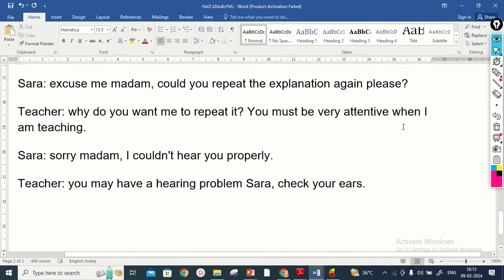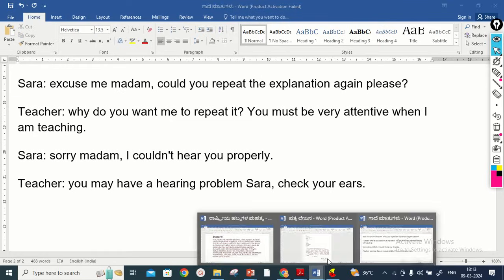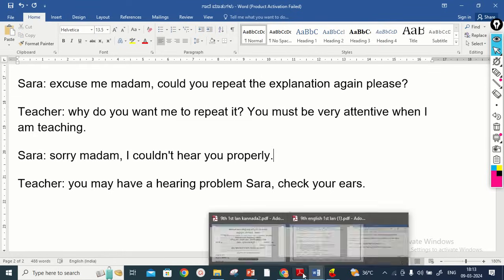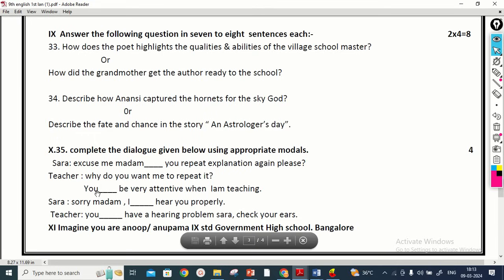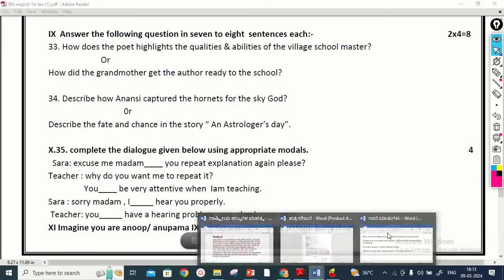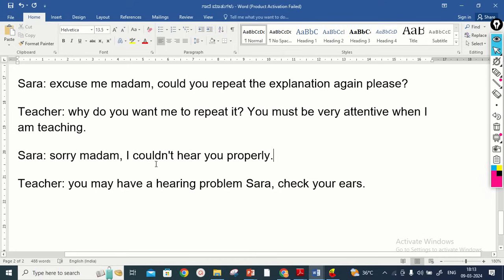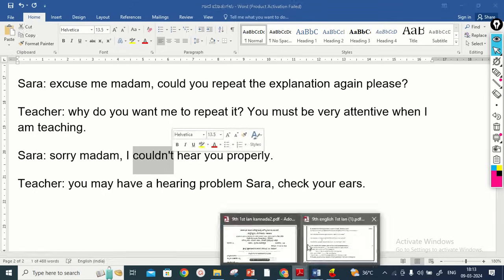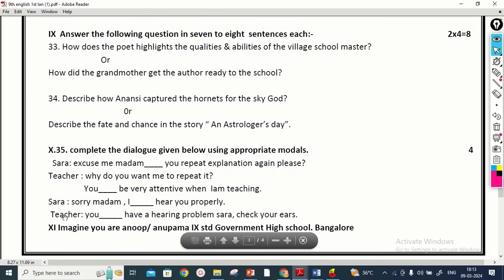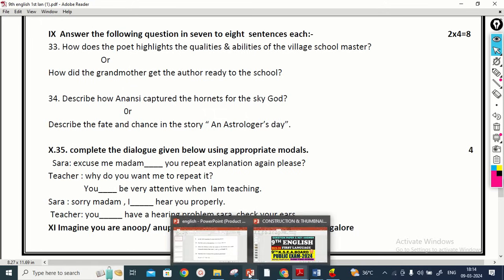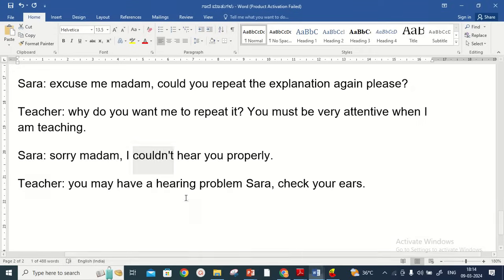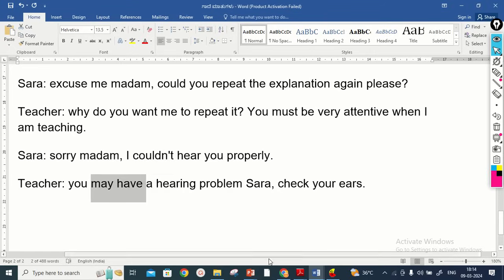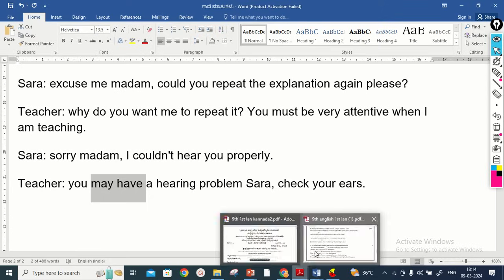"You must be very attentive when I am teaching." Here you have to use "must be" in the second one. In the third one, "Sorry madam, I couldn't hear you properly." Here you use "couldn't" for this blank. And the teacher says, "You dash have a hearing problem, Sarah, check your ears." So here they have given "You may have a hearing problem, Sarah, check your ears." So this is the answer for this question.